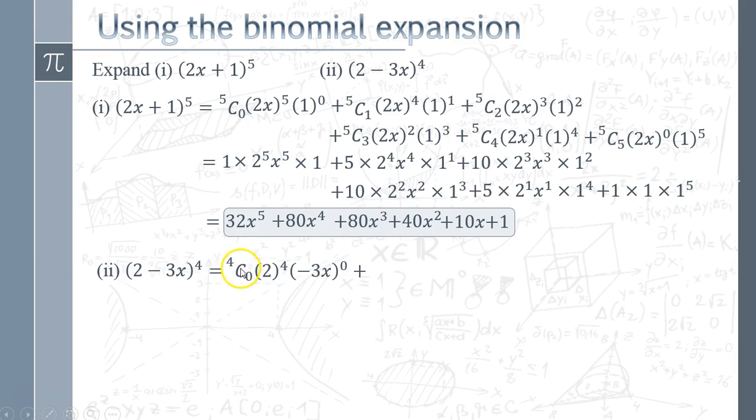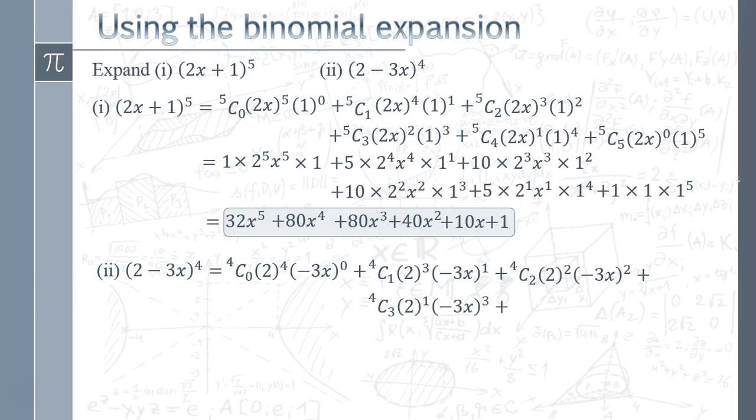So there we go, 4c0, 2 to the power 4, minus 3x to the power 0. And again, note the use of brackets. Again, that's going to be very, very important, as you'll see in the next step. 4c1, 2 cubed, minus 3x to the power 1. It's our next term. And on we go in the same structure and the same pattern as before. Each term, one at a time, 3 parts to each term.